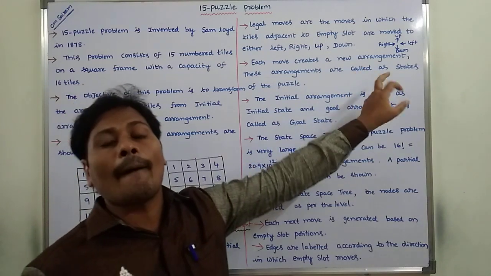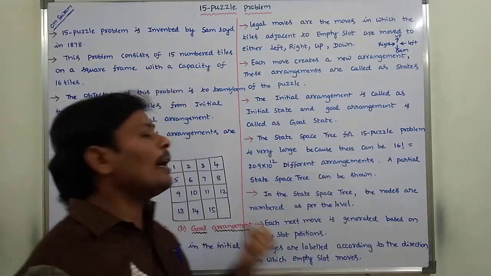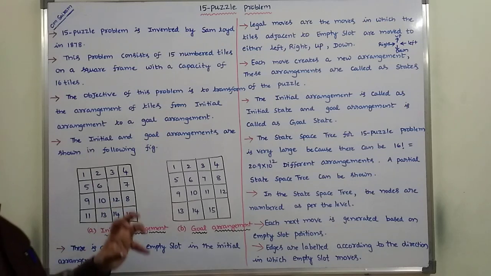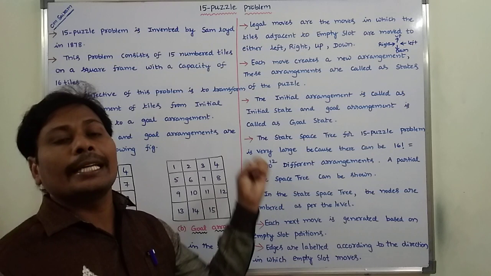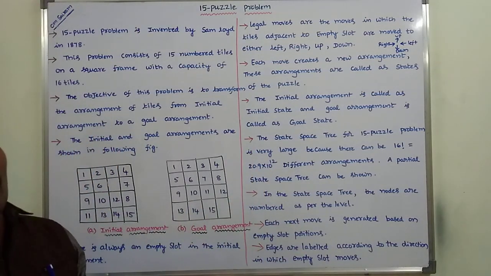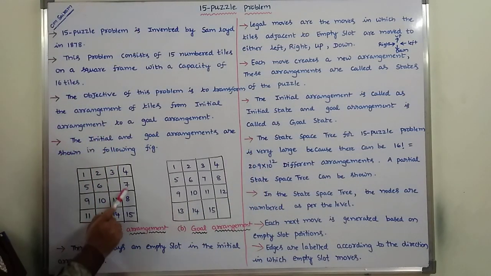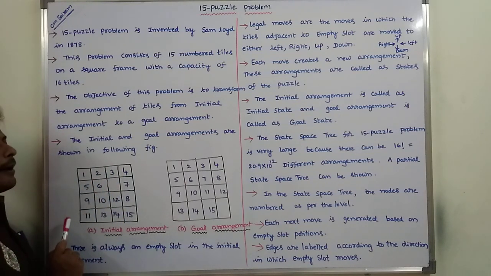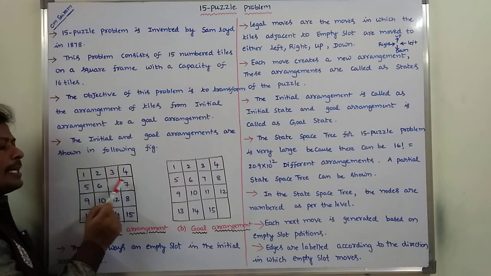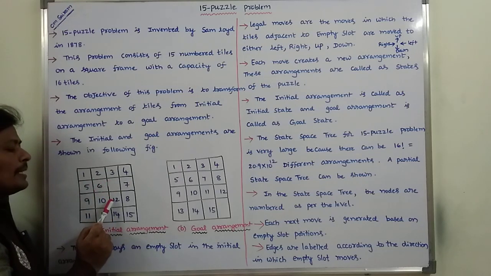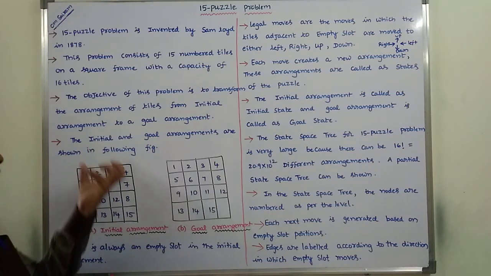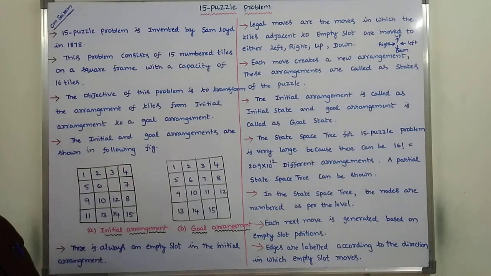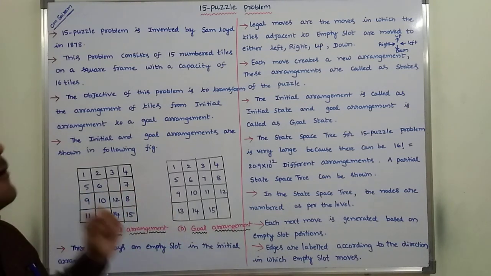These arrangements are called states of the puzzle. Each move creates a new arrangement, and each arrangement is called a state of the puzzle. So how many arrangements are there? This is one arrangement, this is one arrangement, this is one arrangement, this is one arrangement. Four movements are there, so four new arrangements are possible. Those new arrangements are called the states of the puzzle.